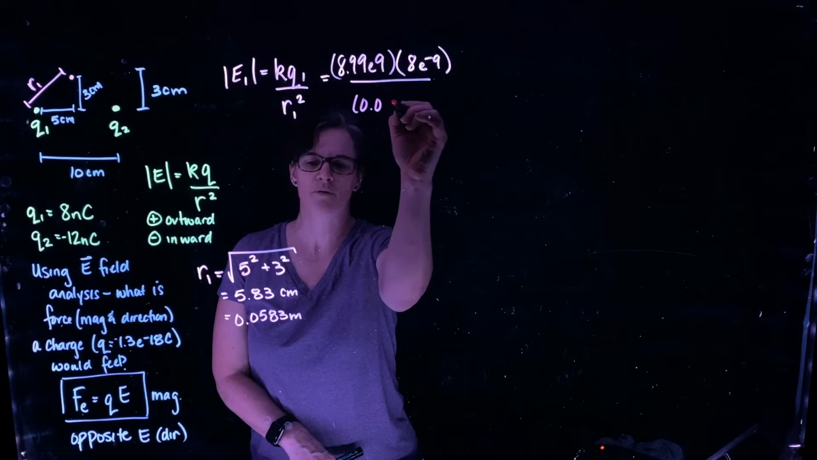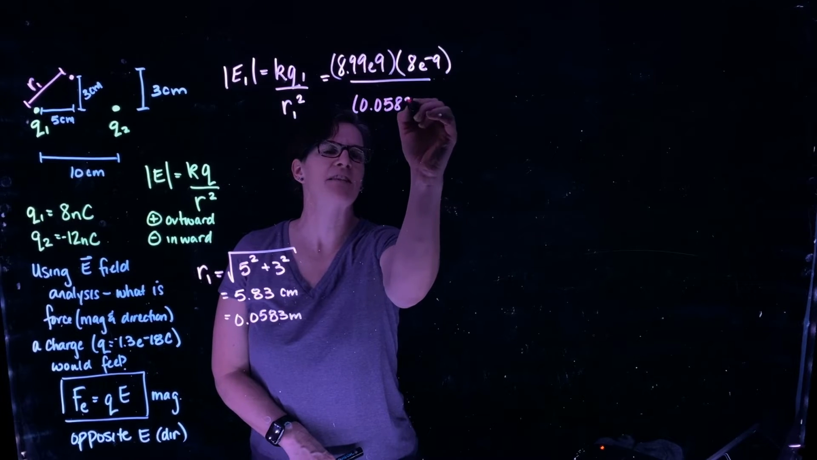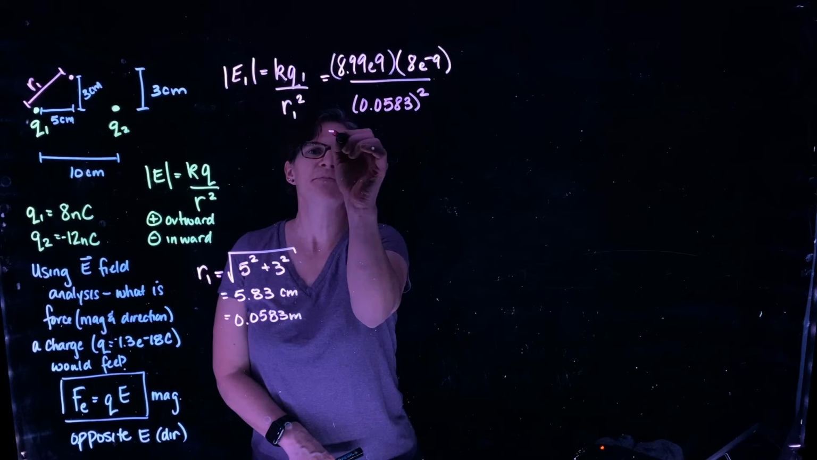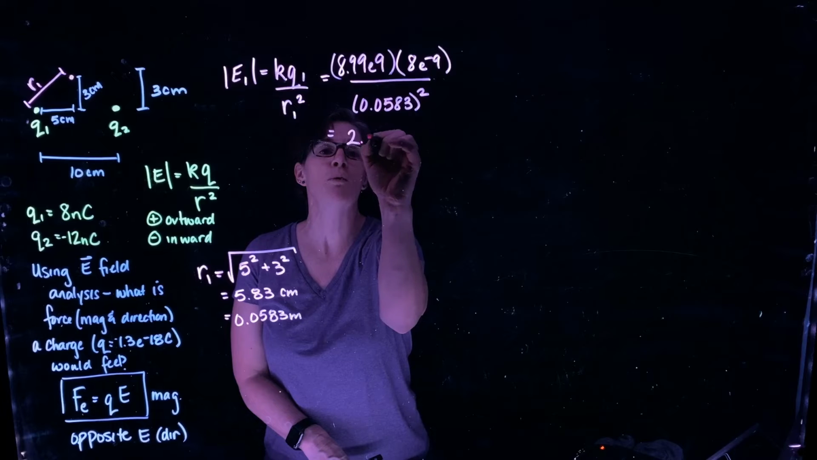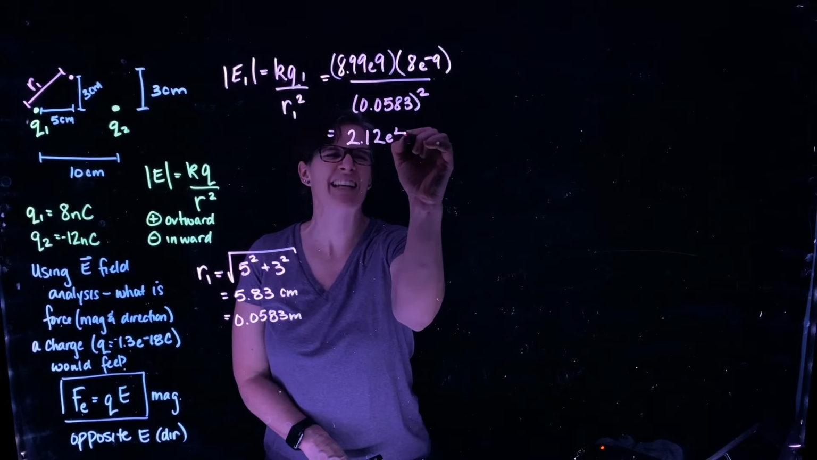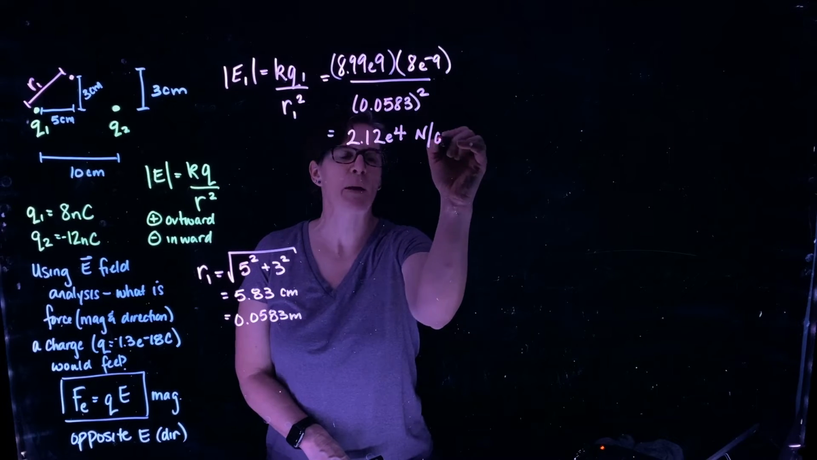So I'm going to put that in for my charge 1's radius, 0.0583 quantity squared. And I find the strength of the electric field is 2.12 times 10 to the fourth newtons per coulomb.